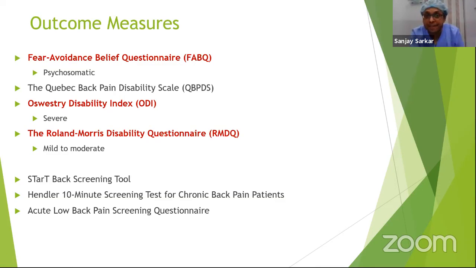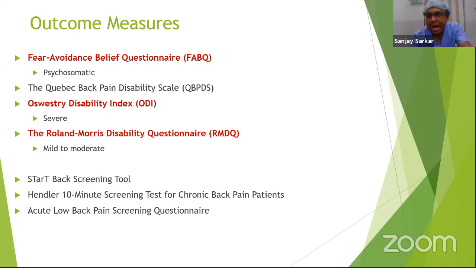Okay. So the FABQ, the ODI, and the RMDQ, these 3 outcome measures, the patient himself or herself can fill up, and that is a better way of utilizing my time and the patient's time too. But the Quebec one, the patient will not be able to fill. You have to fill it for the patient because there are other tests that you need to do.